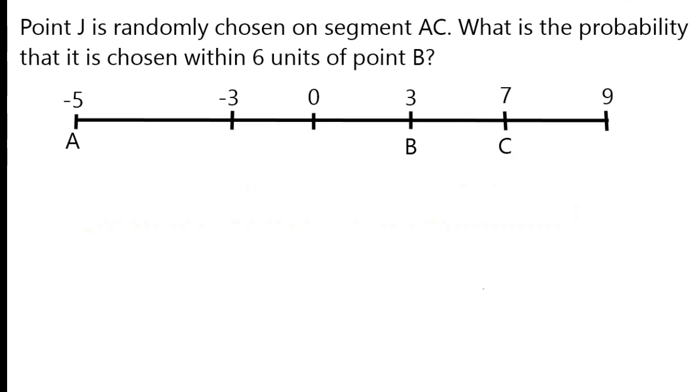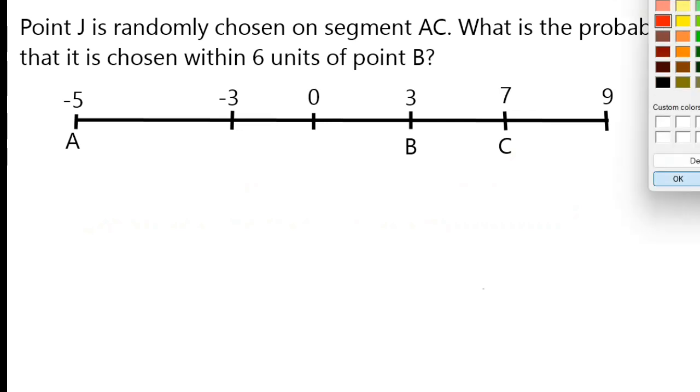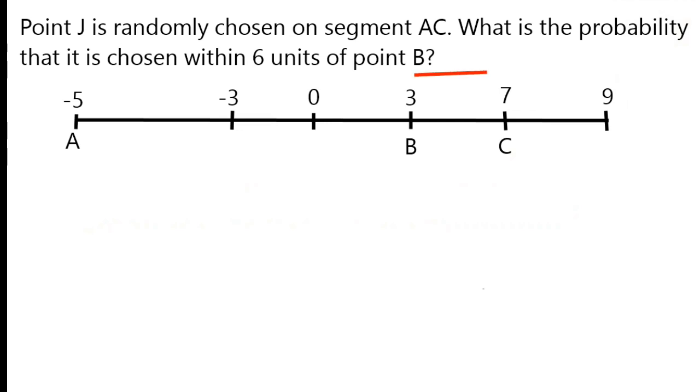So now let's move here. Point J is randomly chosen on segment AC. What is the probability that it is chosen within 6 units of point B? So what we're going to look at first is point B. And the problem says within 6 units of point B. So we're going to move from here to here, 6 units from point B.